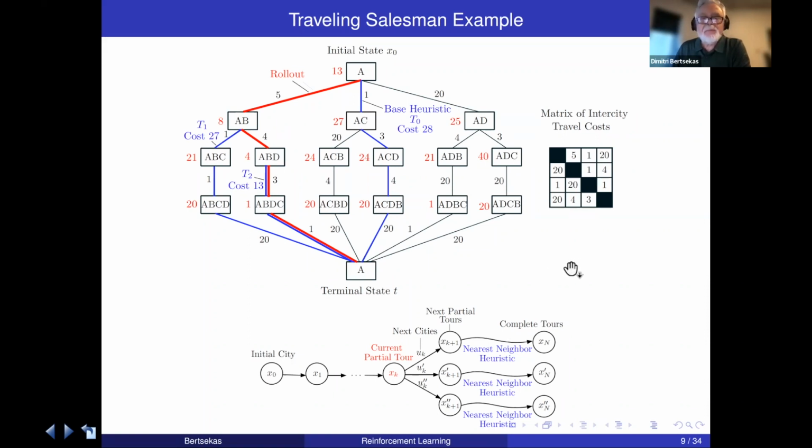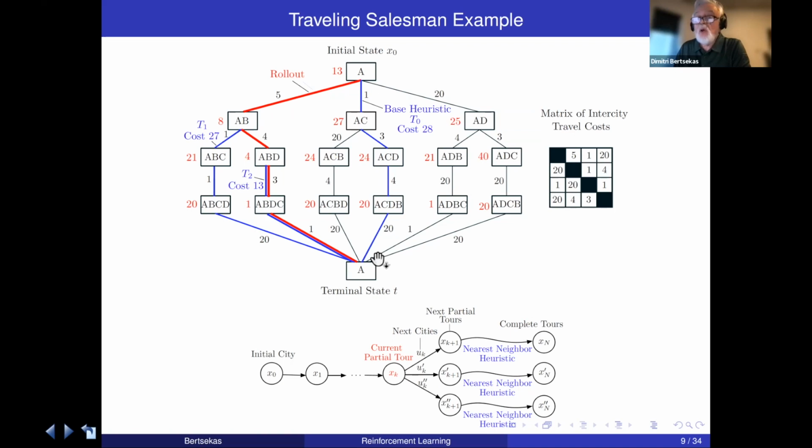And notice that there's something about it that's interesting and generalized. We started from an initial trajectory, an initial solution generated by the base heuristic. Then the rollout algorithm generated another trajectory, this T1 trajectory, which has smaller costs. From 28, we went to 27. Then it changed course again and followed this branch here, which has a total cost of 1 plus 3 plus 4 plus 5, which is 13. So the rollout algorithm has a cost improvement property.